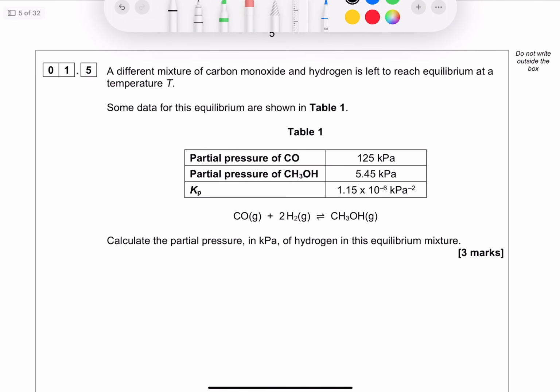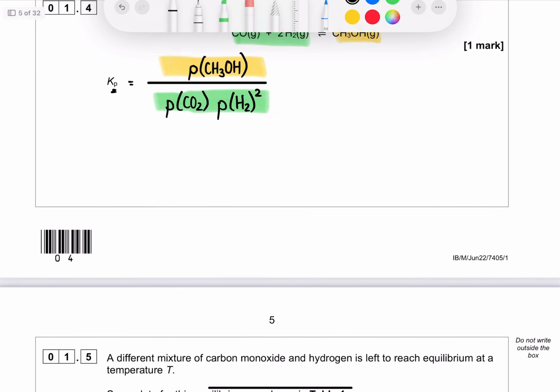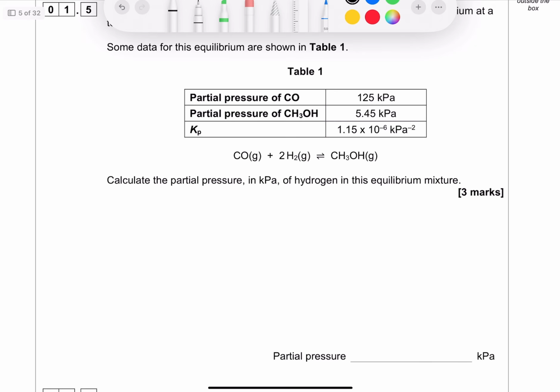A different mixture of carbon monoxide is left to reach equilibrium at temperature T, and some data is shown. So we've got the partial pressures and the value of Kp, and it wants us to calculate the missing partial pressure. So I'm just going to rewrite our equation so that Kp equals the pressure of methanol divided by the pressure of carbon monoxide times the pressure of hydrogen squared.